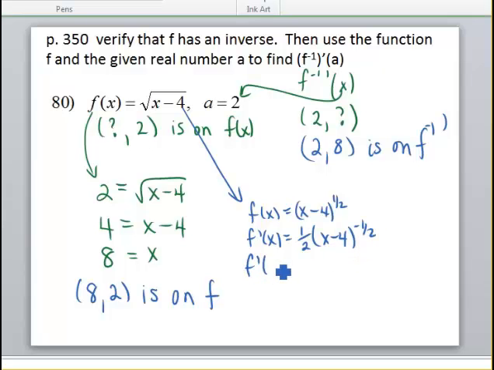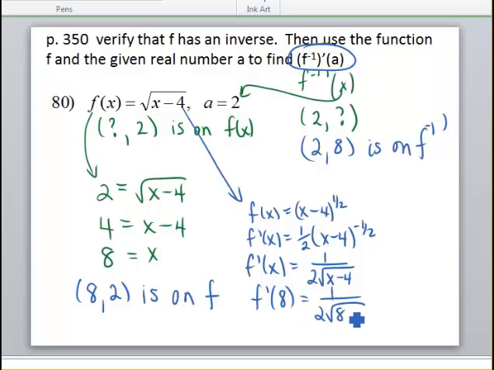and we find that the derivative is 1 over 2 times the square root of x minus 4. Now, I really want to know what's going on at this particular point because this is the point that we're actually looking for up here. It's 2, 8. But if I can figure out what's going on at 8, 2 on f, I can then figure out what's going on at f inverse. So I'm going to plug in 8. And I'm going to solve. So I get 2 times the square root of 4, which is 2. And I end up with the answer of 1/4.